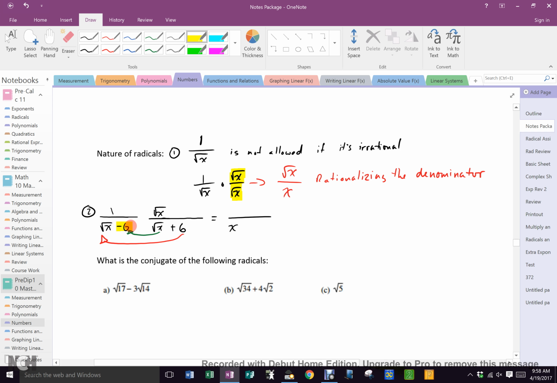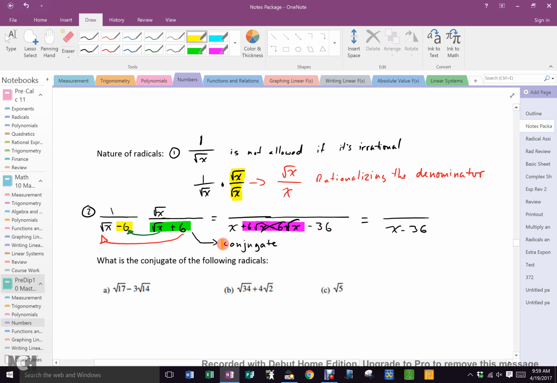So what I'm going to get is x plus 6 root x minus 6 root x. And then what's the last one? 6 times minus 6 is negative 36, right? What happens in the middle here? They disappear, leaving me with x minus 36. Is that cool? Any radicals under there? No. This is what we call the conjugate.